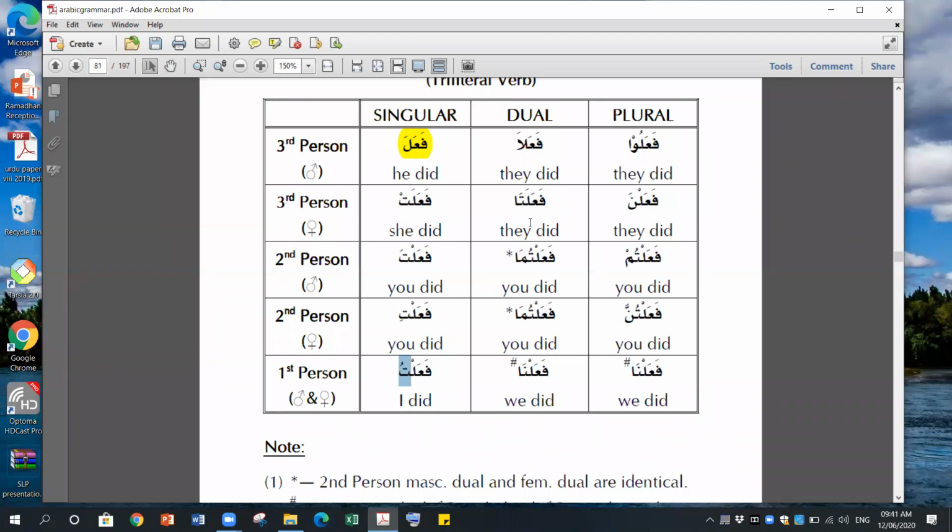Miss Riffat, I think your Urdu students are also joining in the same group. They are waiting.